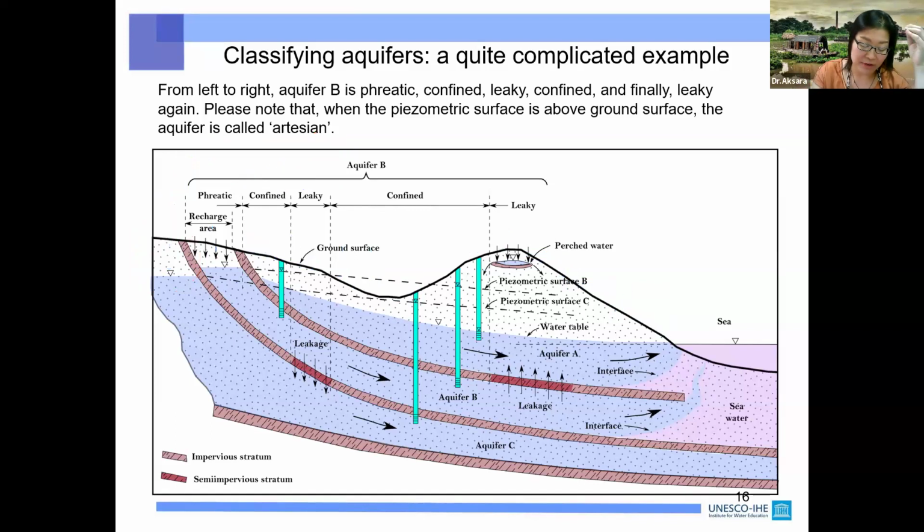So for this recharging area here, if we consider this a system of the aquifer system in Bangkok and the metropolitan area, the recharging area for the Bangkok aquifer system is actually not in Bangkok. It's in Singburi, which is in the northern part of Bangkok.